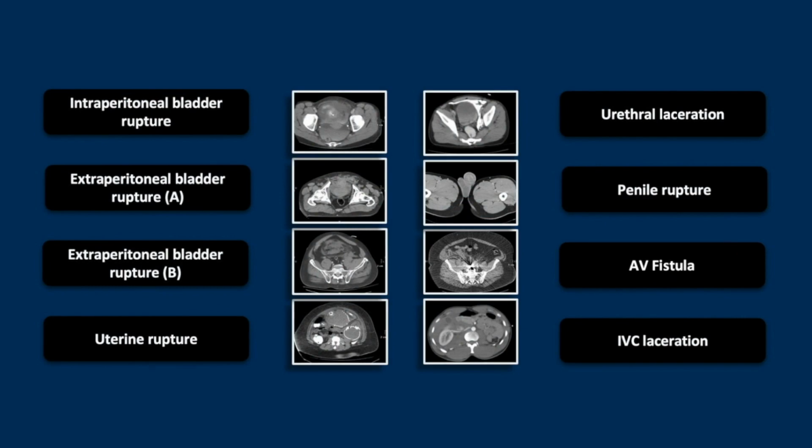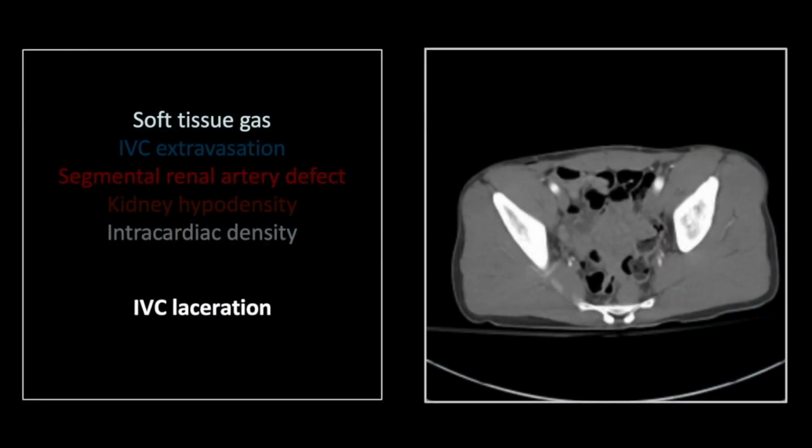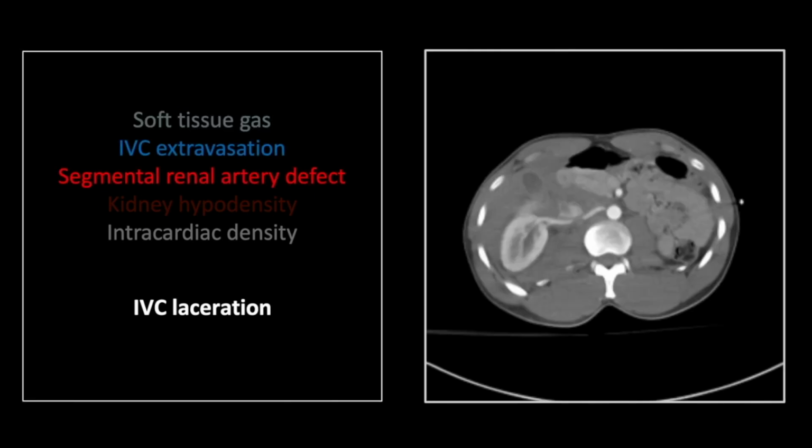Our last case is an IVC laceration, also related to a bullet wound. This bullet came in at a very high angle. You see this small focus of soft tissue gas in the lower right abdomen is the only external sign. At a higher level, you can see a disrupted anterior inferior vena cava wall with a small focus of venous extravasation. Posterior to that, there is a short segment of absent opacification in the right renal artery.